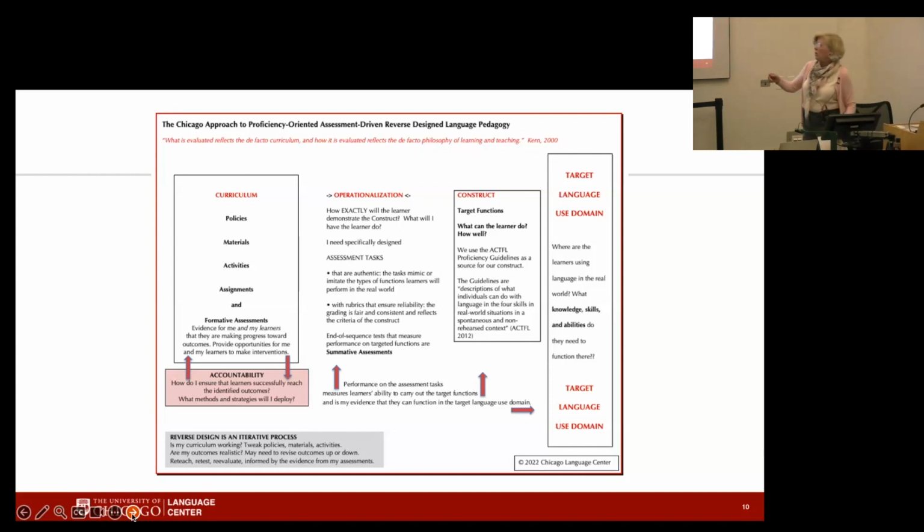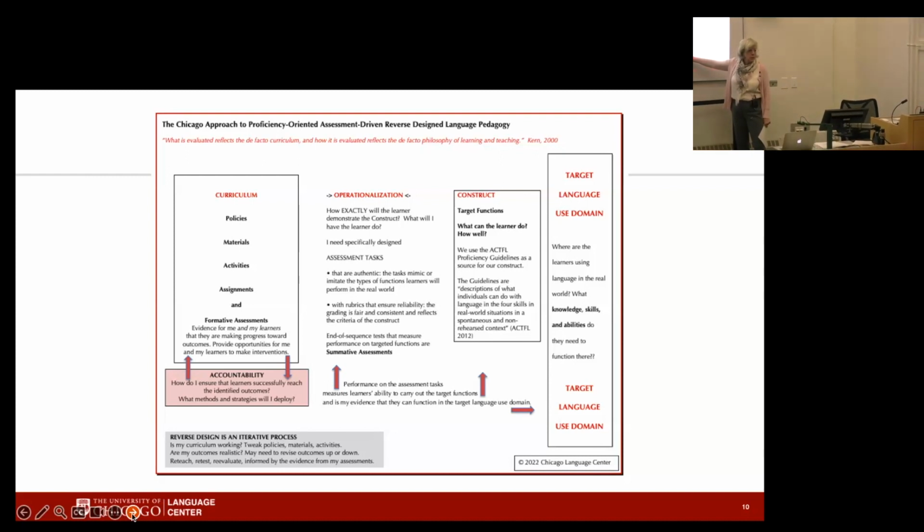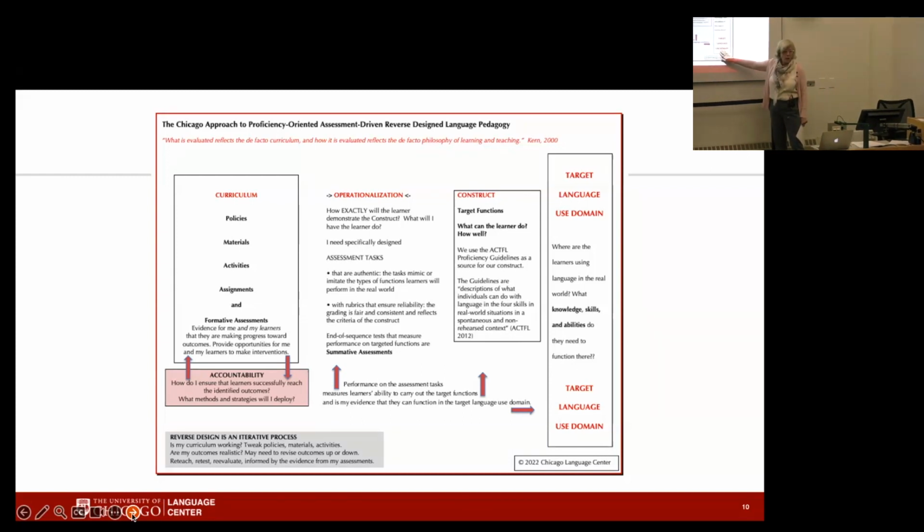So first of all, we start with the target language use domain, which is language use in the real world. And I think I've already made an argument that we want to make an argument to our students, we are preparing them to use language in the real world. I'm not just teaching first-year German to prepare them to take second-year German. I mean, I am, because my program should be articulating, but that's not my real goal, and that's not how I get them into my classroom. I'm teaching them so they can use language in the real world. That's the first part. What are they going to be able to do with language in the real world?